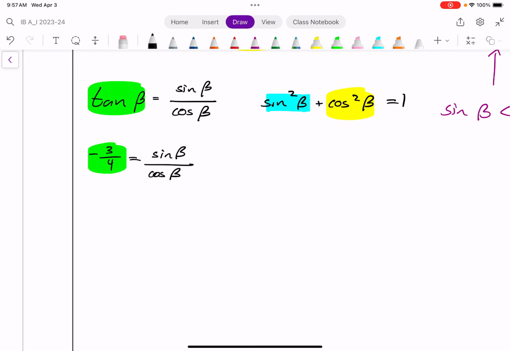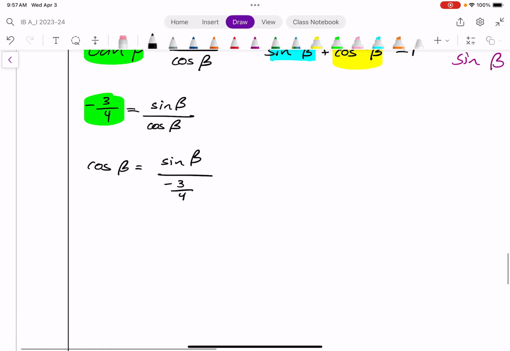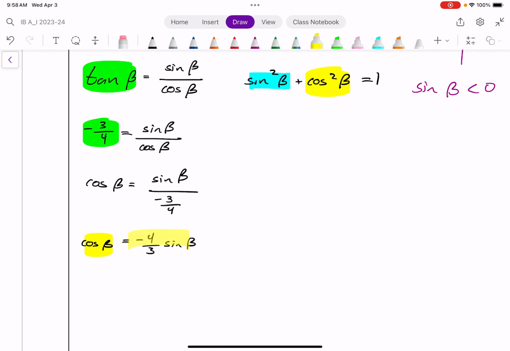So my apologies. I want to isolate cosine. And if I isolate cosine, I can pretty quickly get to this. The cosine equals the sine of beta over negative 3/4, which is needlessly messy. And so instead of showing sine of beta being divided by negative 3/4, let me show it as being multiplied by negative 4/3. So negative 4/3 times the sine of beta must equal the cosine of beta.